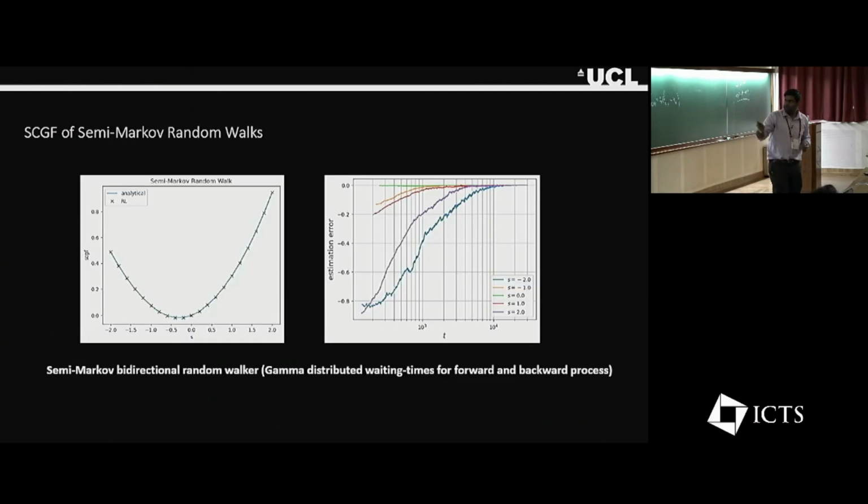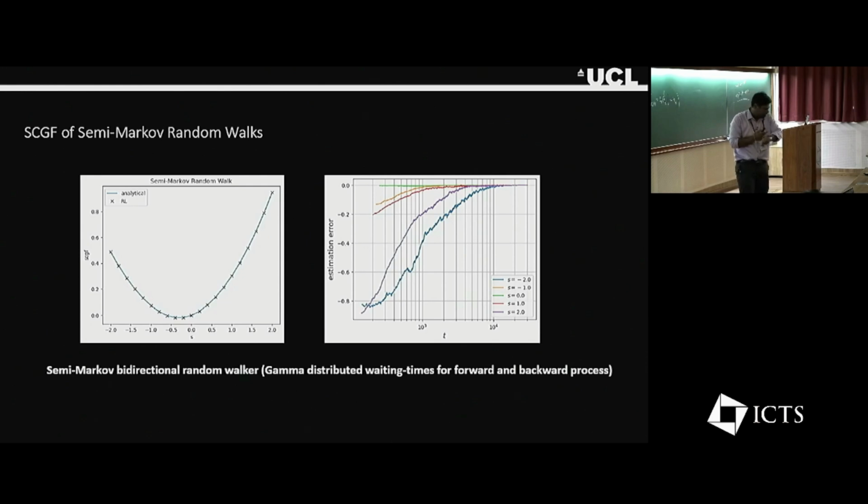So here's the promised result for the SCGF of the random walk example that I just gave, with gamma distributed waiting times, not exponential. For the gamma distribution, you can calculate an analytical result, and you can see the reinforcement learning matches pretty well with the analytical result. So this is what the whole problem is.